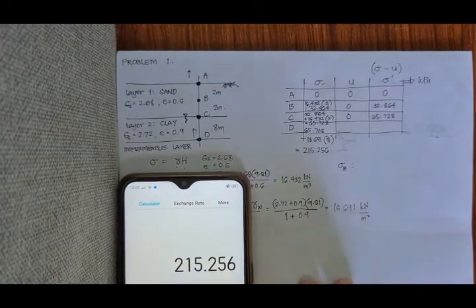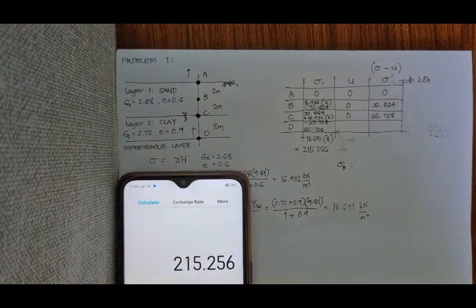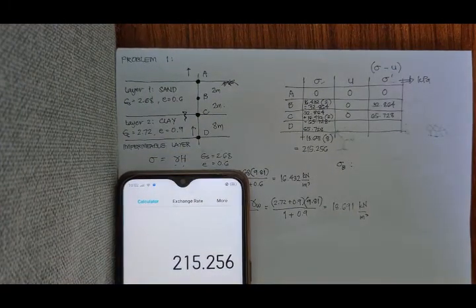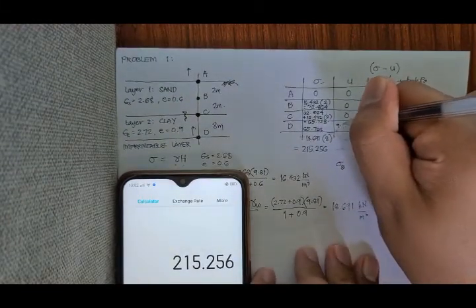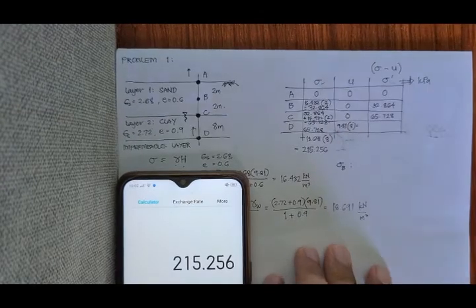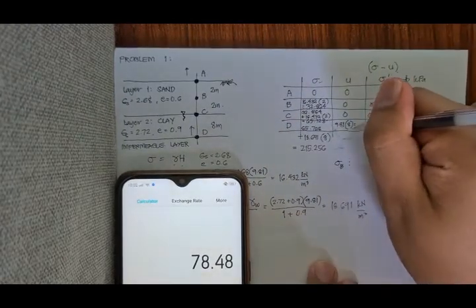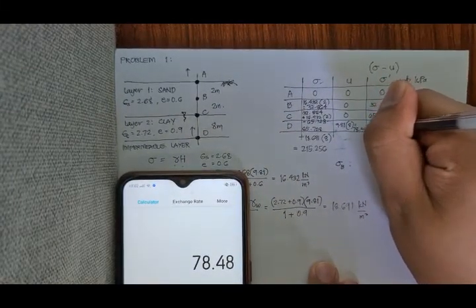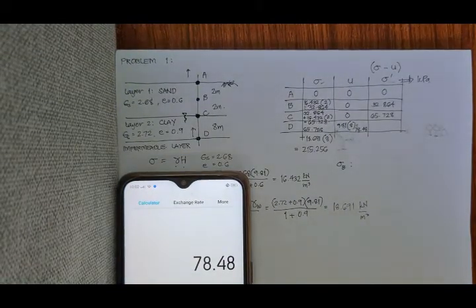Okay, neutral stress. So, meron tayo 8 meters na water level above point D. So, therefore, pwede na natin ngayon kuhanin yung effect ng water by using the unit weight of water and the height of the water level above the point of consideration. Meaning to say, meron tayong 9.81 multiplied by 8 or 78.48 kilopascal pressure at point D.